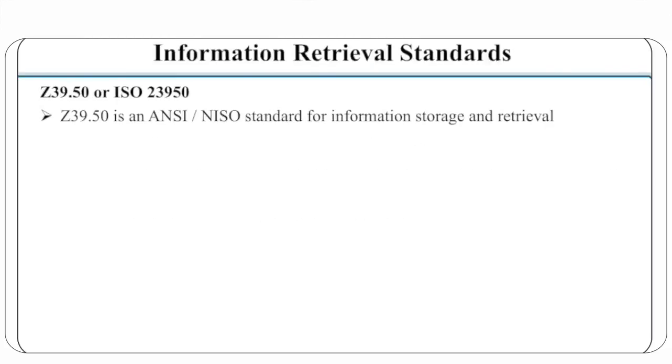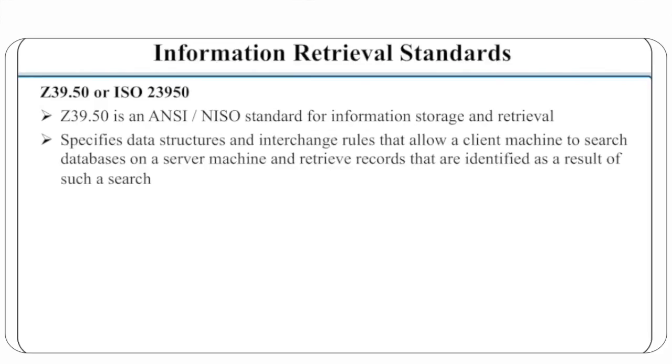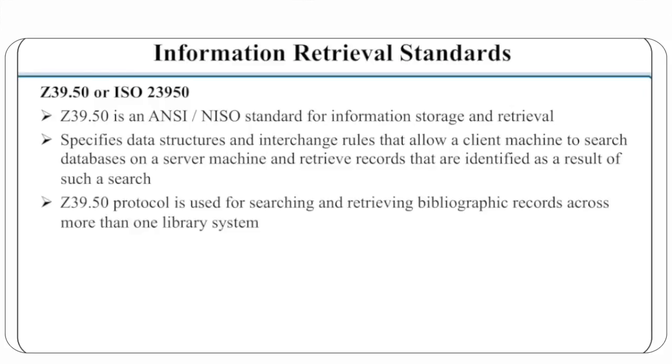The Z39.50 is an ANSI NISO standard for information storage and retrieval. It is a protocol which specifies data structures and interchange rules that allow a client machine to search databases on a server machine and retrieve records that are identified as a result of such a search. Z39.50 protocol is used for searching and retrieving bibliographic records across more than one library system.